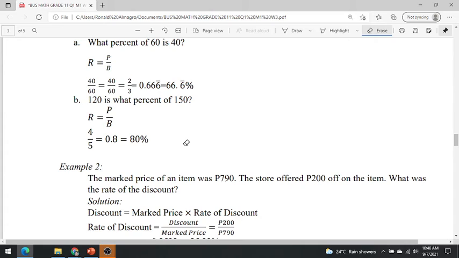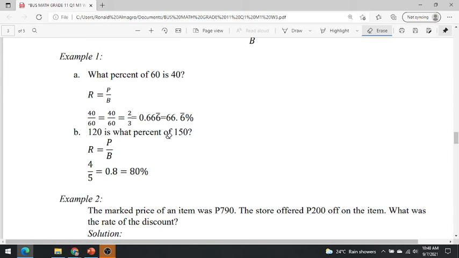Okay, next, B. 120 is what percent of 150? By simply applying the formula, R equals P over B. Our percentage is 120 and our base is 150. So 4 divided by 5 equals 0.8, or 80%. Okay, did you get it?